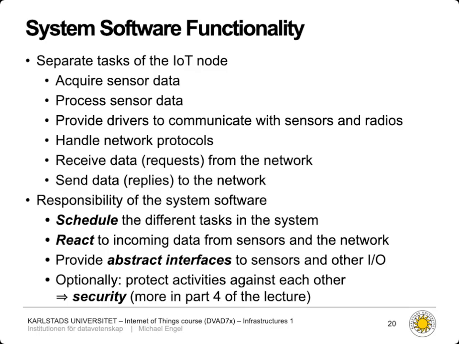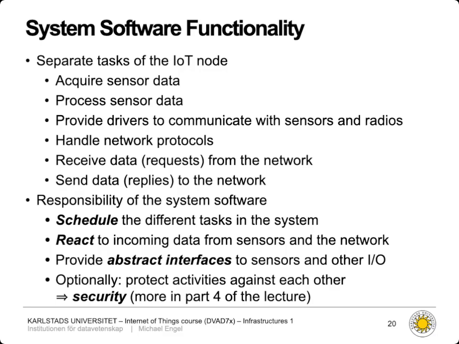It needs to be able to react to incoming data from sensors and the network. It should provide some abstract interfaces to sensors and other I/O to your application, so you don't have to communicate with the device directly, but maybe have an interface that just tells me, give me the temperature or the pressure or something. And optionally, if you have, for example, software that you obtained from different vendors and you don't really trust that software because you couldn't read all the source code or you didn't understand what was going on, or maybe you just got a binary, then you might also want to protect activities against each other.